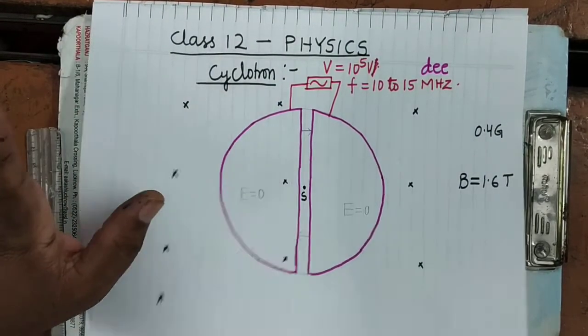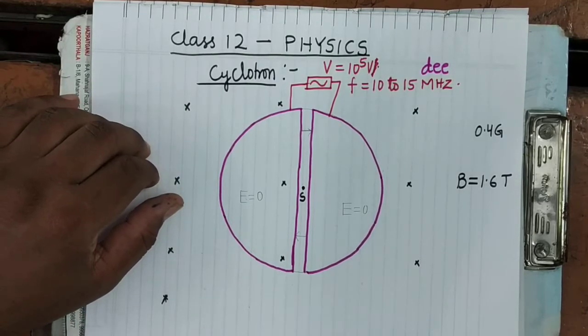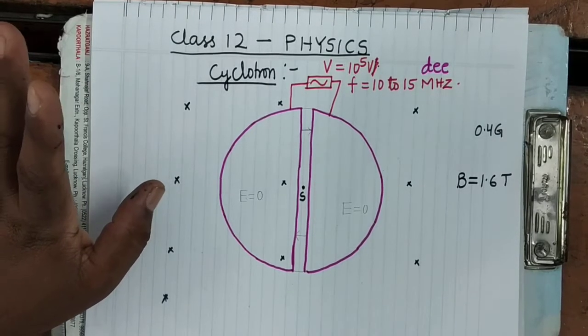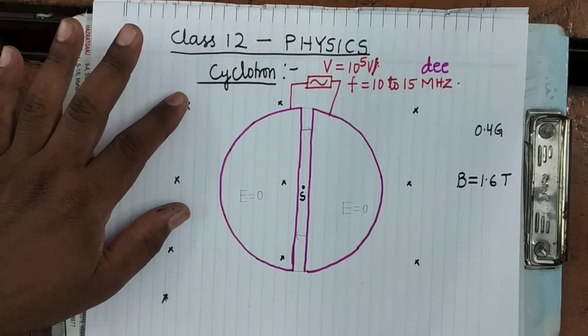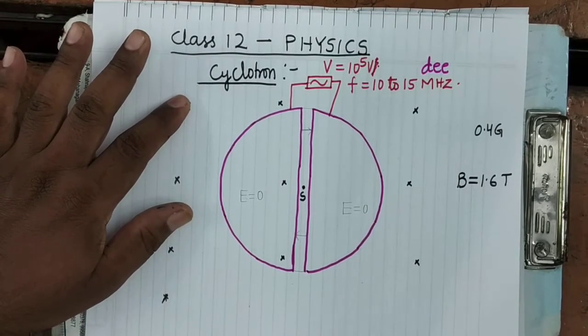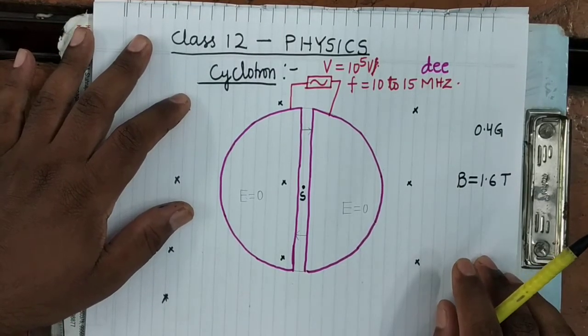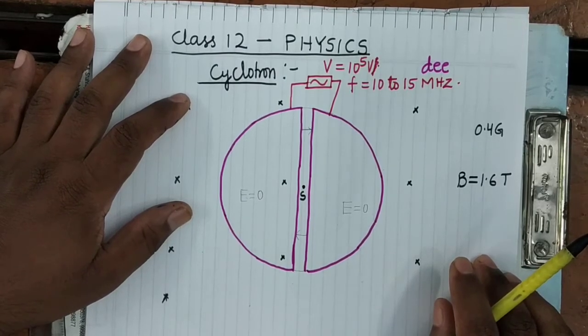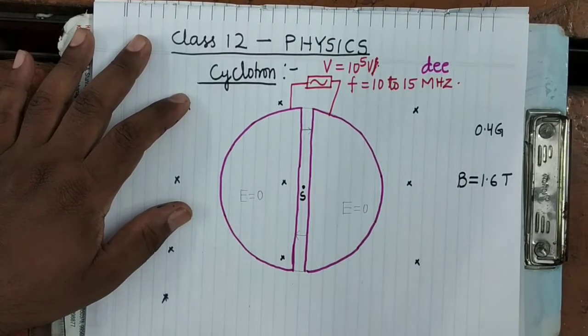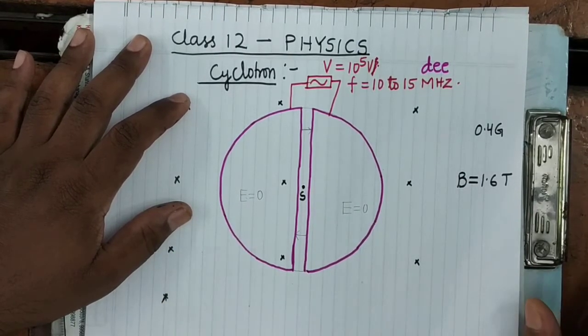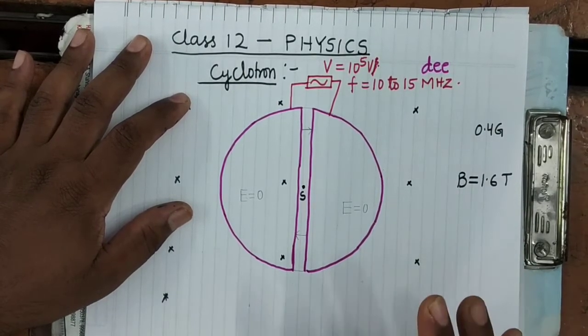Already I have told, cyclotron is an accelerator of positively charged particles like protons. It accelerates these particles to very huge energies. What is the use of these high energy positively charged particles? They are used for disintegration purpose in nuclear experiments. Means in order to smash the nucleus, we use these high energy particles. It is not used for accelerating negatively charged particles or uncharged particles. It is only for positively charged particles.